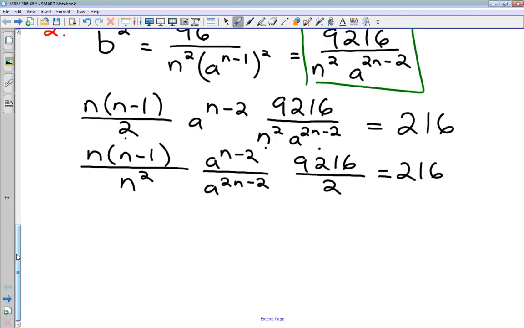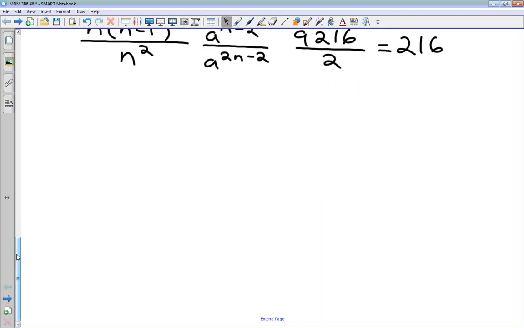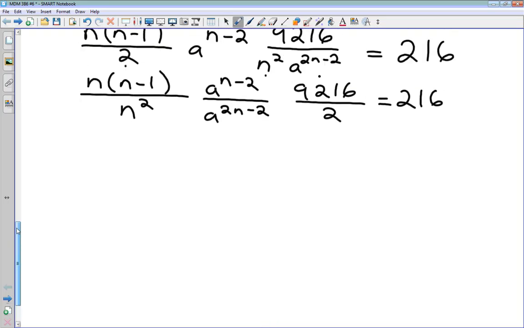So let's do some canceling here. That's going to cancel with that to leave us with n minus 1 over n. When we look at a to the n minus 2 divided by a to the 2n minus 2, we are dividing powers of the same base, so we have to subtract the exponents.